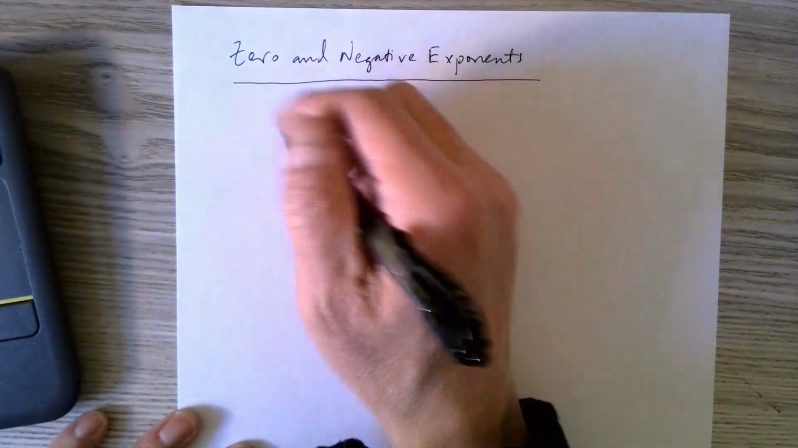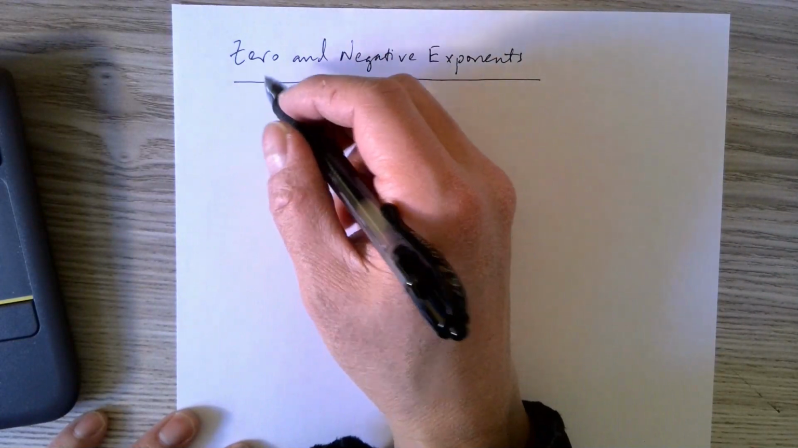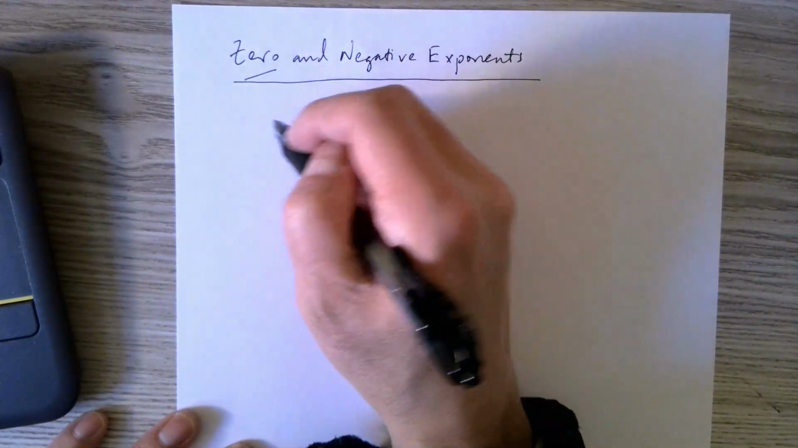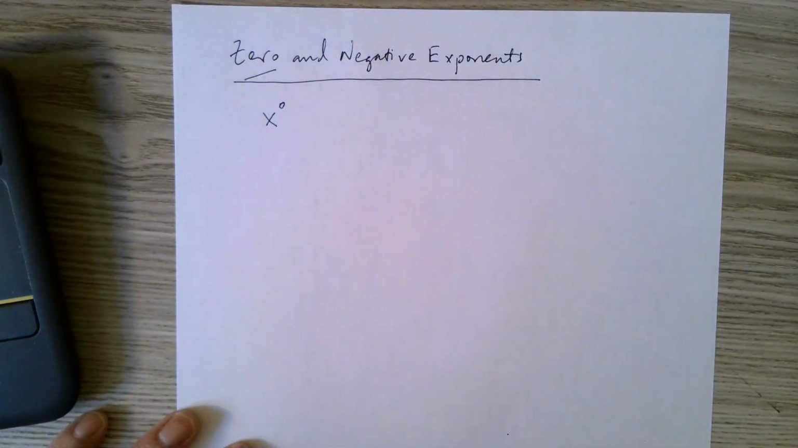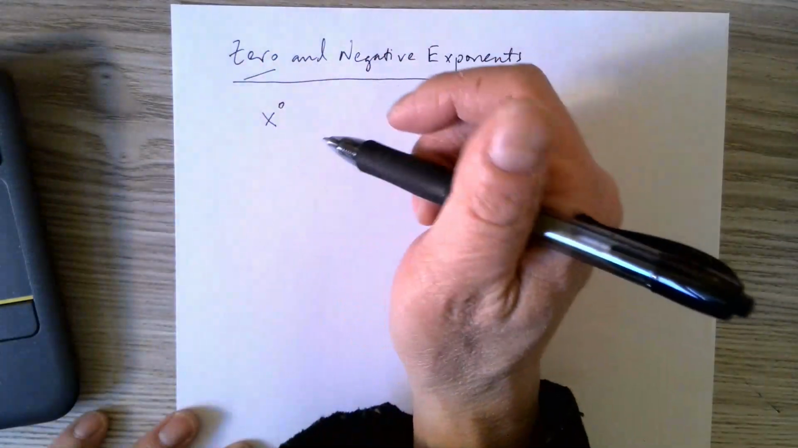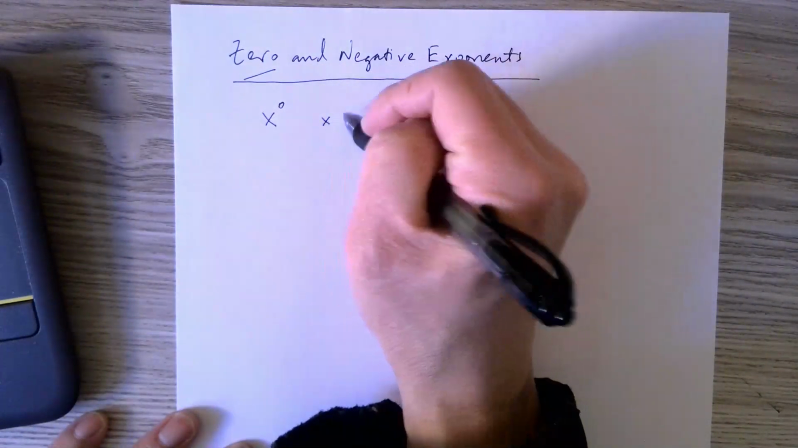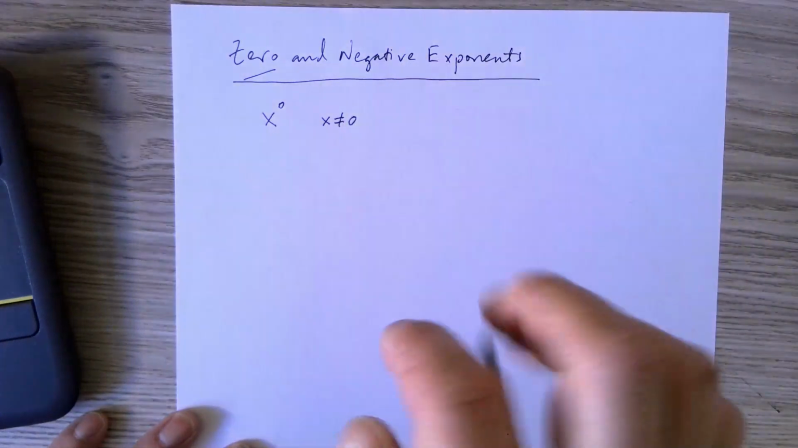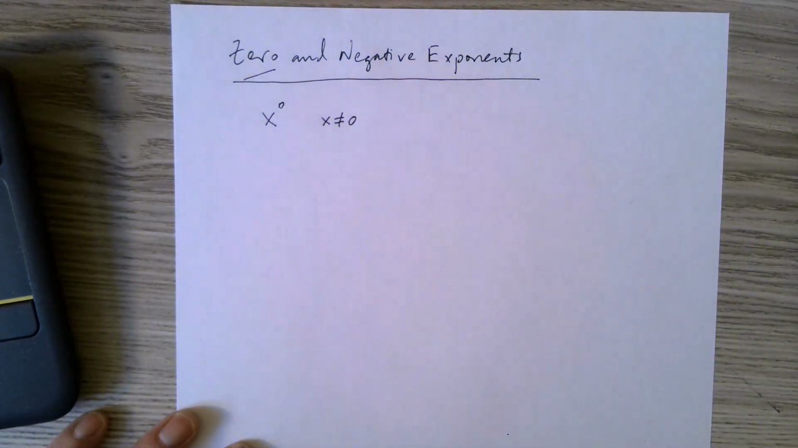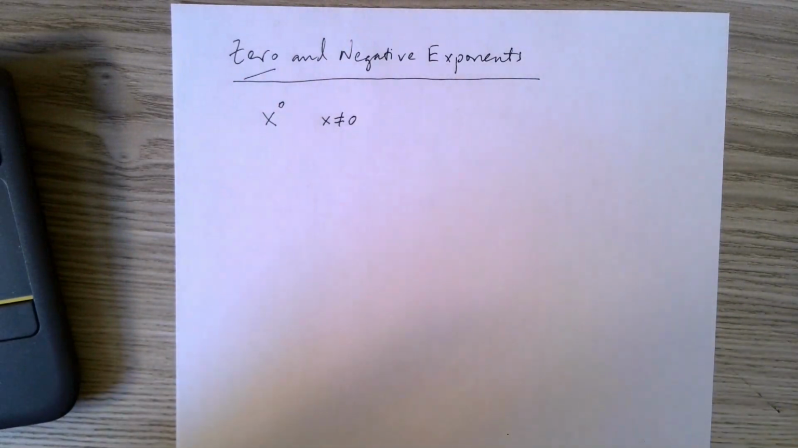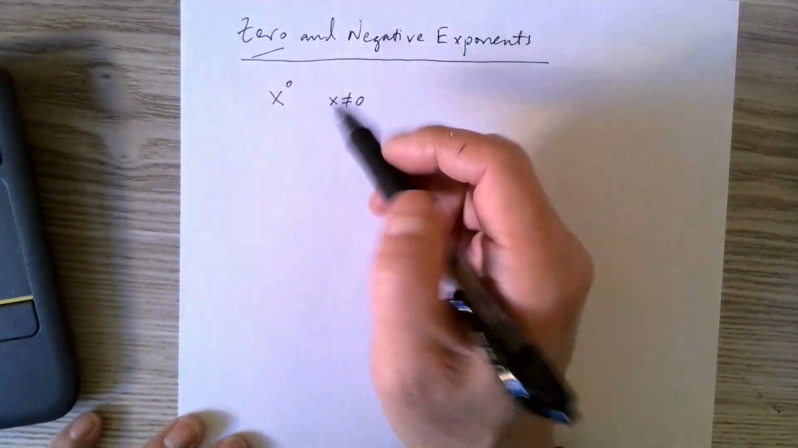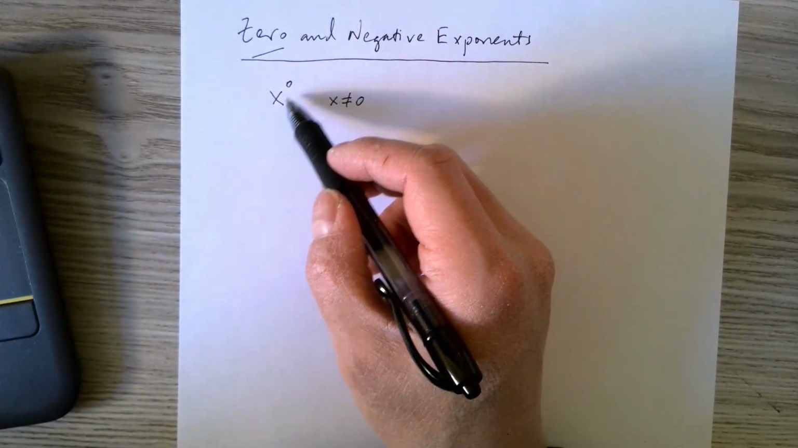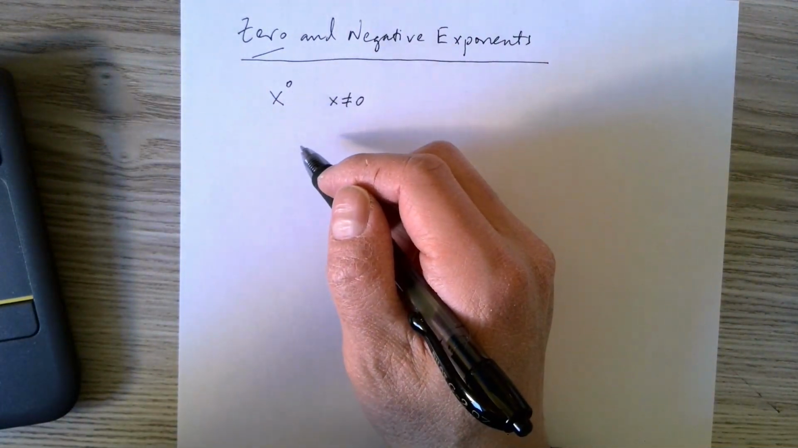Okay, the first thing we're doing this time is zero exponents, meaning if you have x, the base x raised to the 0 power, what is that? And I must also state that x is not allowed to be 0 because you can't raise 0 to the 0 power. You can raise other numbers to the 0 power, but not 0. So to explain what x to the 0 is, I'm going to go back to division.